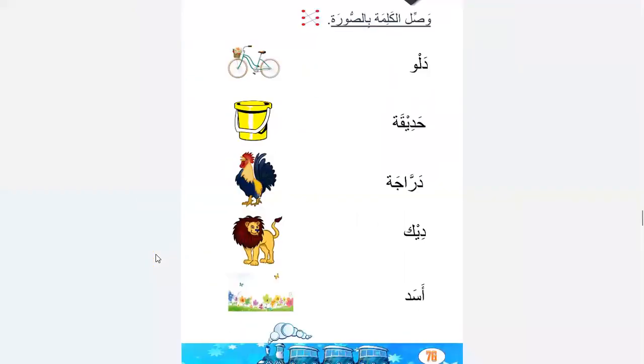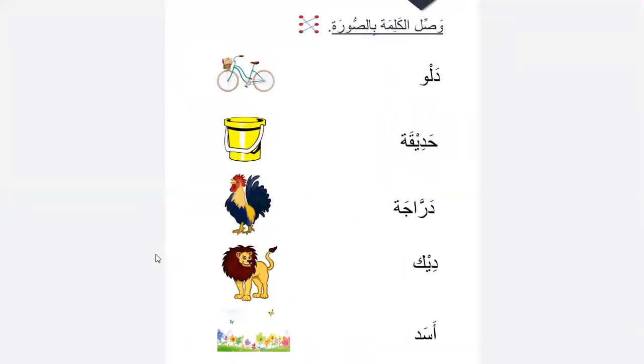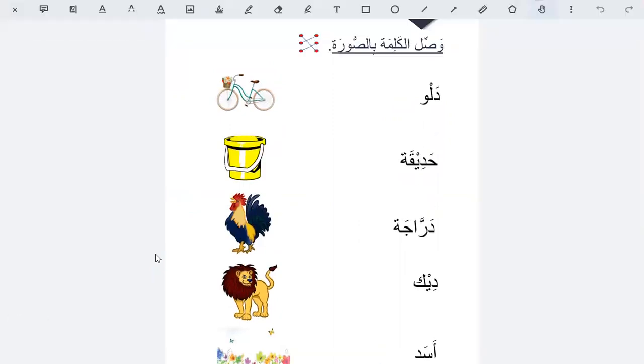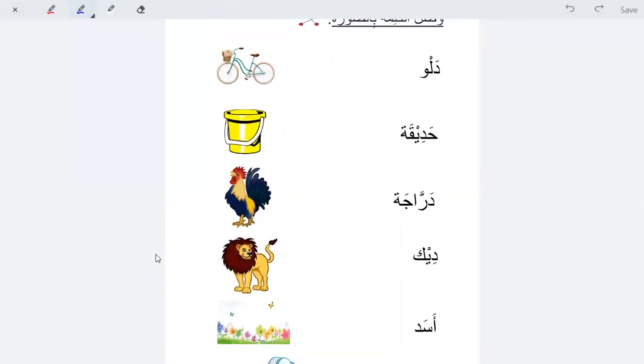Join the word with the picture. Riyan, what is the first picture? Yes. What is the name of bicycle in Arabic? Daraja. Good. Next. Bucket, dalwun.